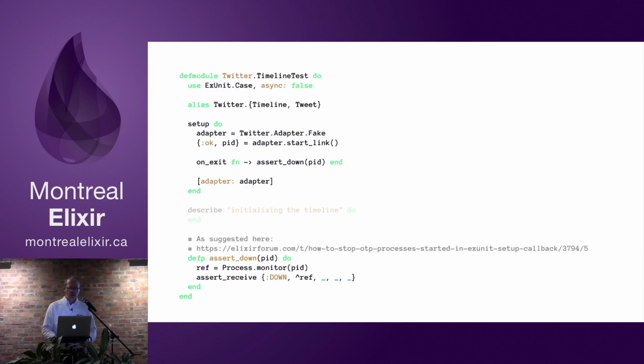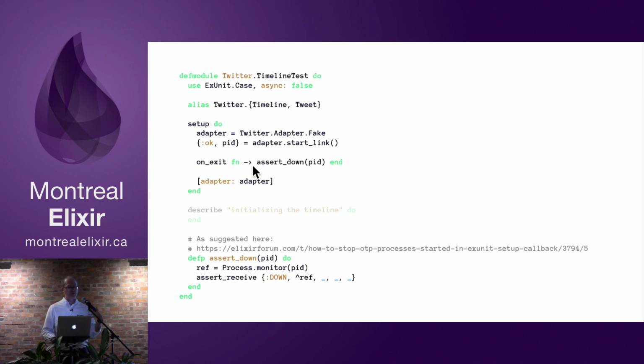So let's do some setup. This is the timeline test. We have a setup block. We need to define the adapter, so we define the Twitter adapter fake. We're going to start the adapter.